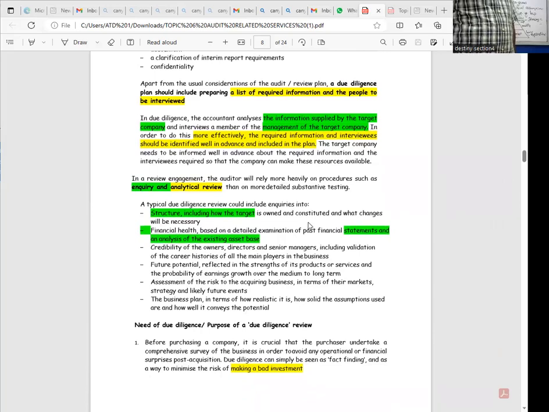In a review engagement, the auditor will rely more heavily on procedures such as inquiry and analytical review than on more detailed substantive testing.